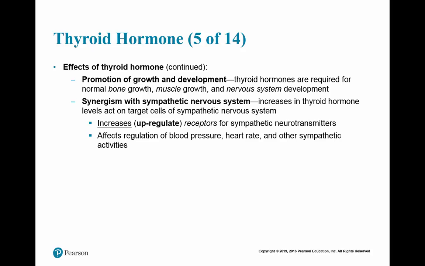The second way now is to promote growth and development. We've got to have thyroid hormones for bone growth, muscle growth, and development of our nervous system. The third way is synergism with the sympathetic nervous system, because it can increase the receptors for the sympathetic neurotransmitters, upregulation, and that will affect blood pressure, heart rate, and other activities of the sympathetic nervous system.